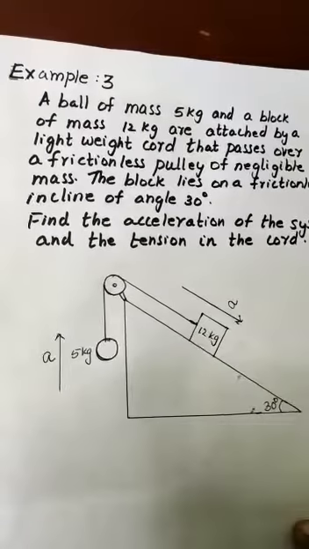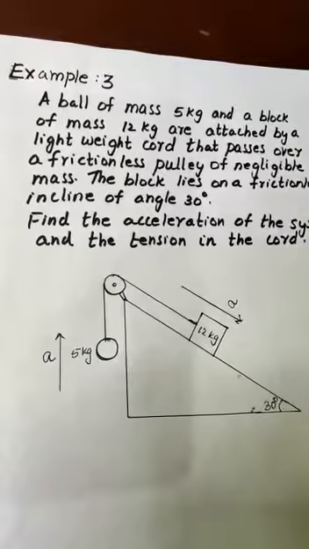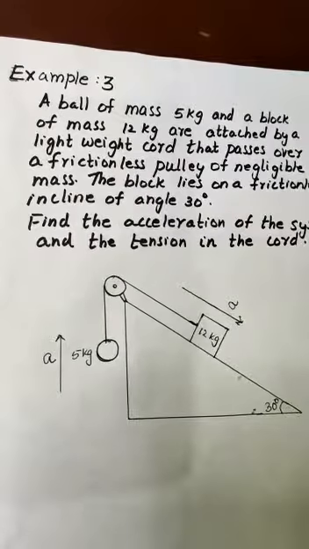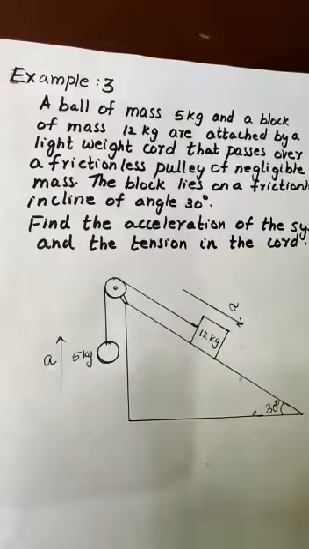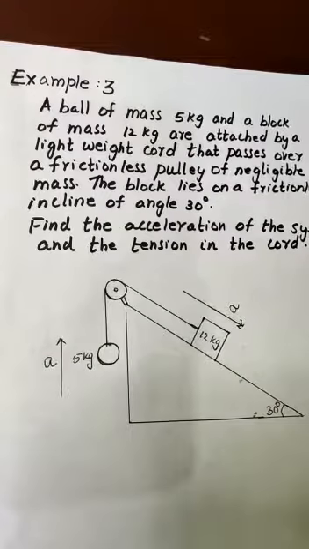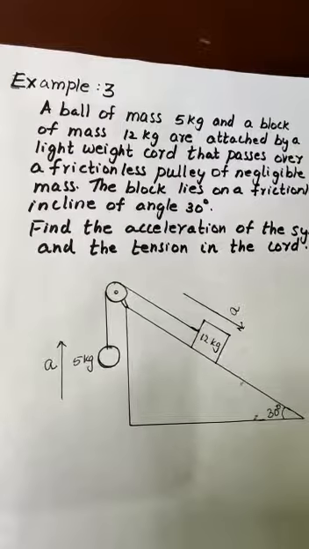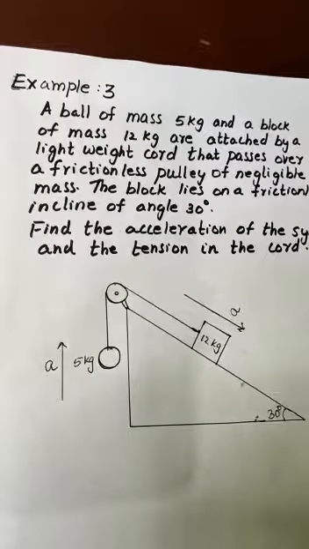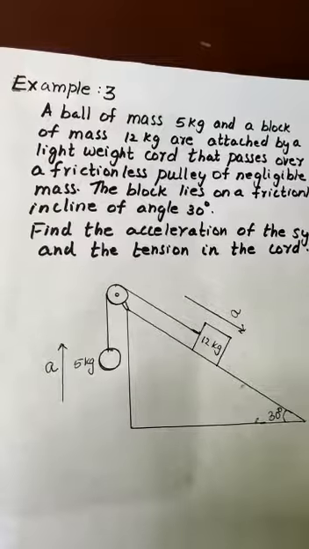Okay, right. A ball of mass 5 kg and a block of mass 12 kg are attached by a lightweight cord that passes over a frictionless pulley of negligible mass. The block lies on a frictionless incline of angle 30 degrees. Find the acceleration of the system and the tension in the cord.